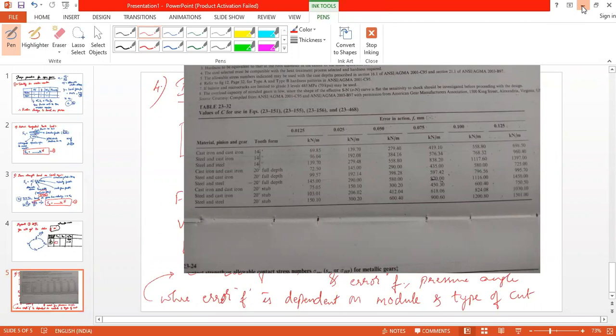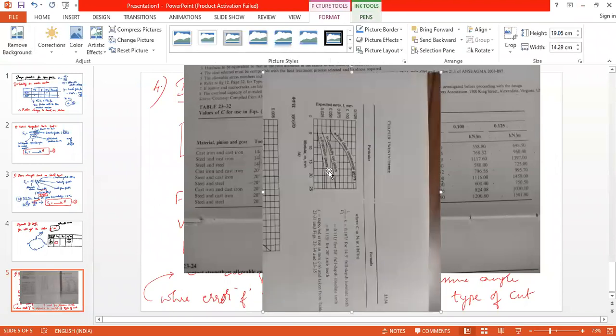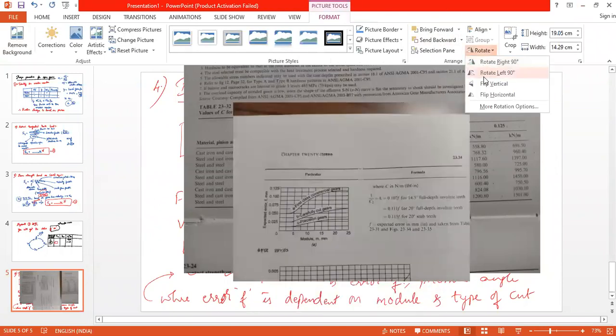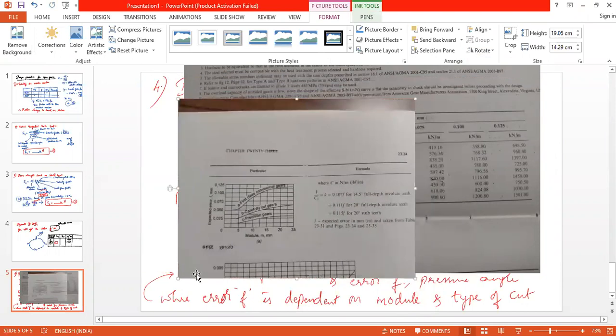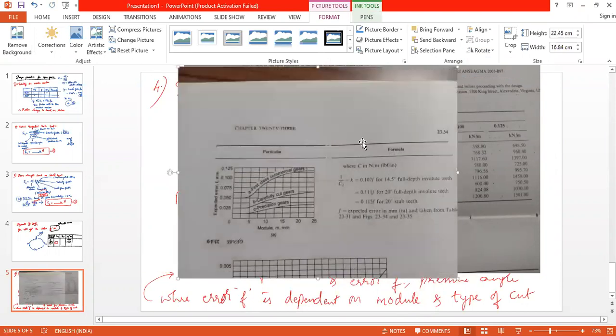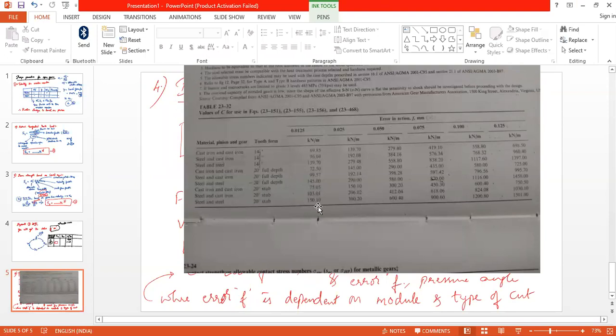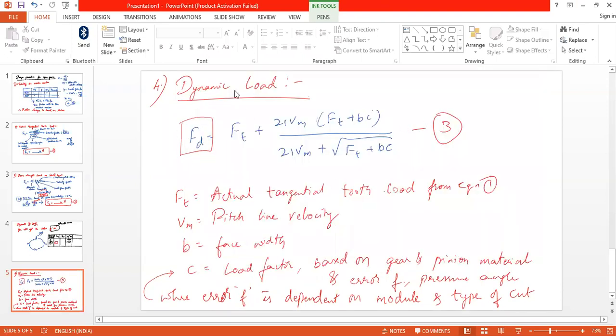This error is dependent on the module m and the type of cut. Is it clear? So from this figure, you need to find the value of error, and use that value of error F to get the value of C. Once you get the value of C, you can find out the value of F.